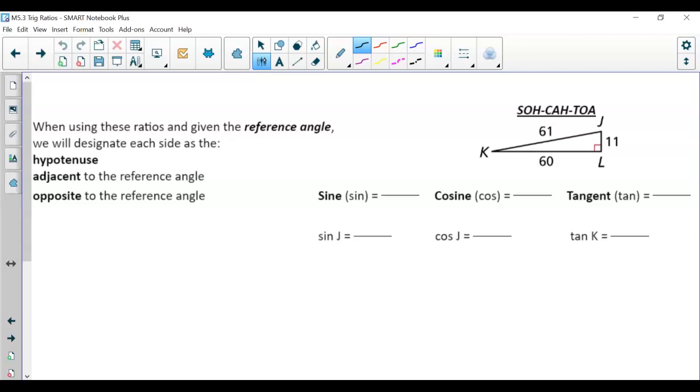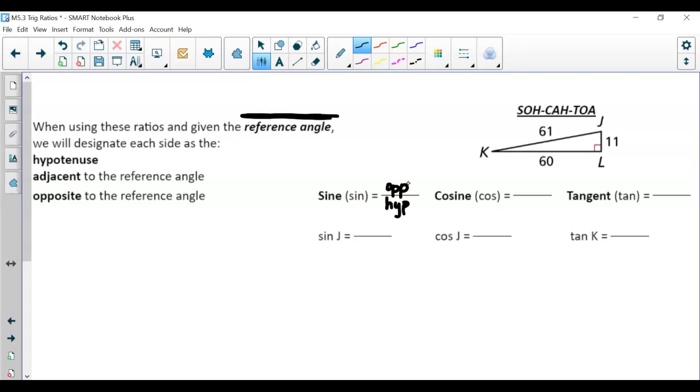For example, if I want sine of a value, we're focusing on the reference angle. We're always going to be given an angle, and that's going to be our reference. So sine is the opposite side from the reference angle over the hypotenuse. That is our ratio here. And again, hypotenuse is still the side opposite from the 90 degree.